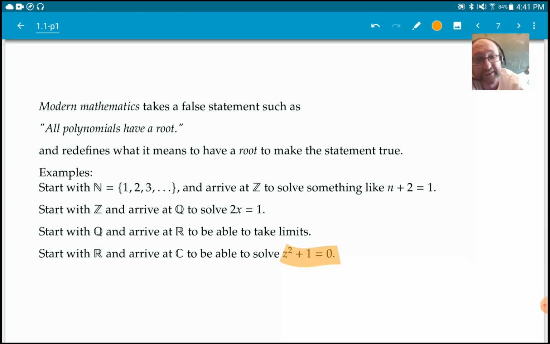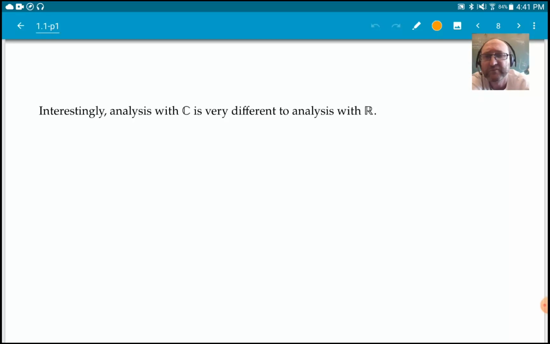Suppose that I have this guy over here, z squared plus 1 equals 0. I want to solve that, right? I'm basically back to this statement, all polynomials have a root. I want this guy to have a root. Well, that's how you get the complex numbers, right? The imaginary number is precisely the guy that solves this polynomial, right? That's a root.